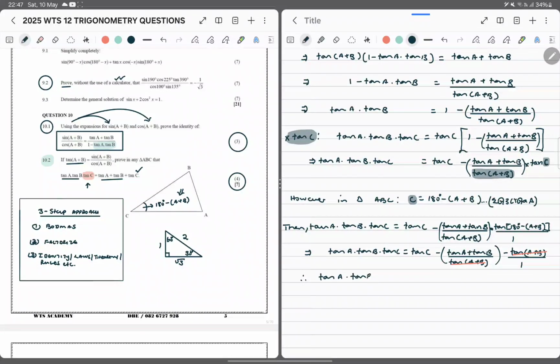So we'll say therefore 10a times 10b times 10c is equal to negative times negative is positive. 1 times this thing is just that thing. So we can write it nicely now: 10a plus 10b plus 10c.